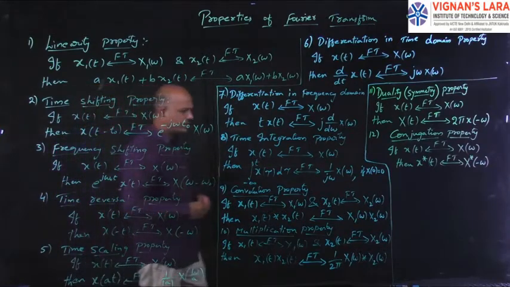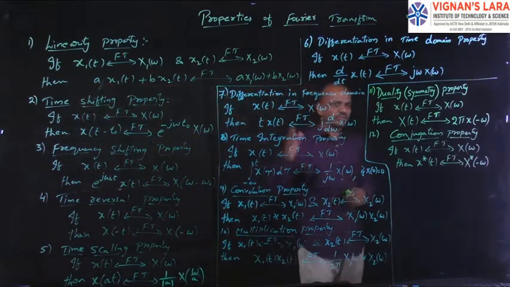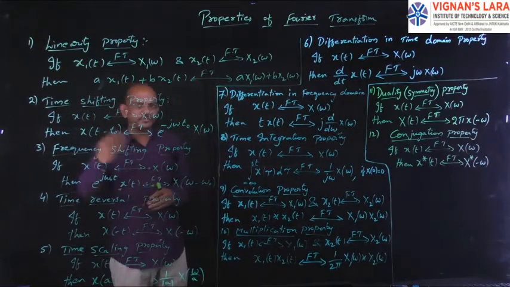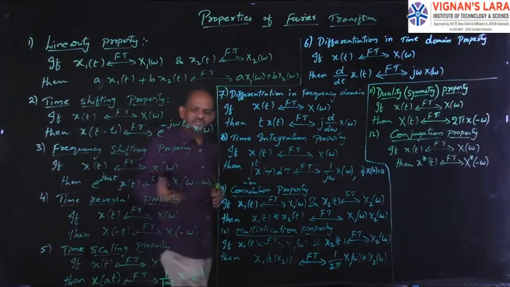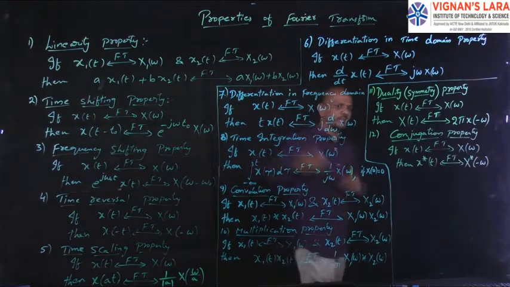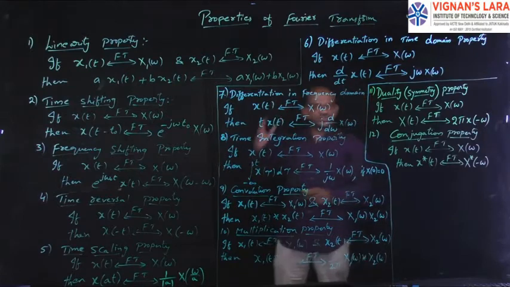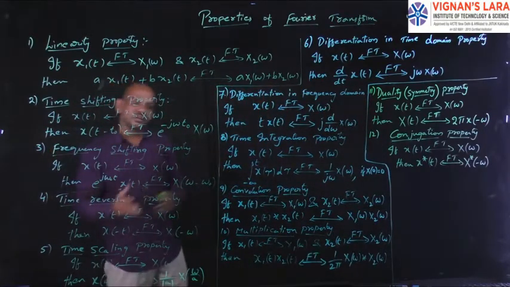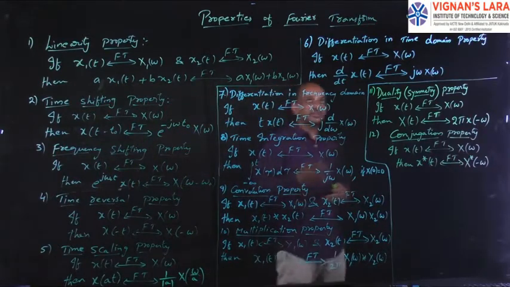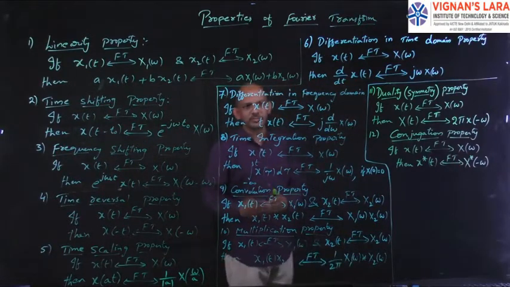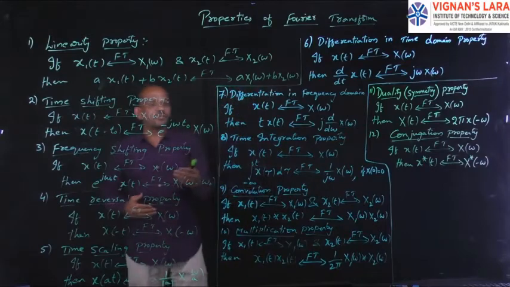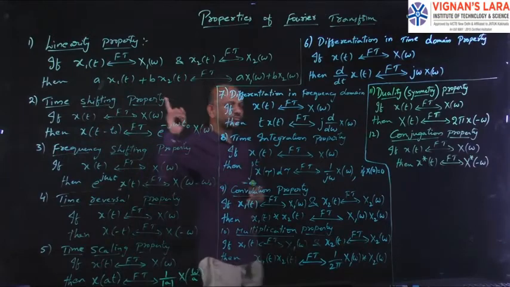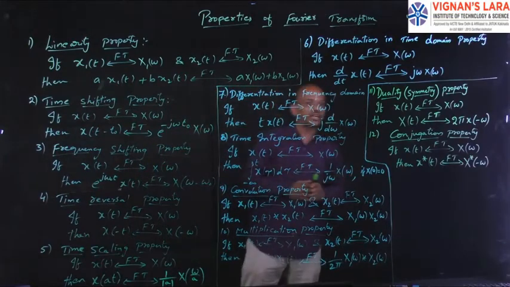See, in Fourier series also you have properties, that is, the properties of Fourier series. There also you have linearity property, time shifting property, frequency shifting, time reversal, time scaling, everything. While going for the proofs of those properties, we took the formulas of Fourier series. Here we are going for the properties of the Fourier transform, so while going for the proofs, we will take the formulas of Fourier transforms. That is the difference.